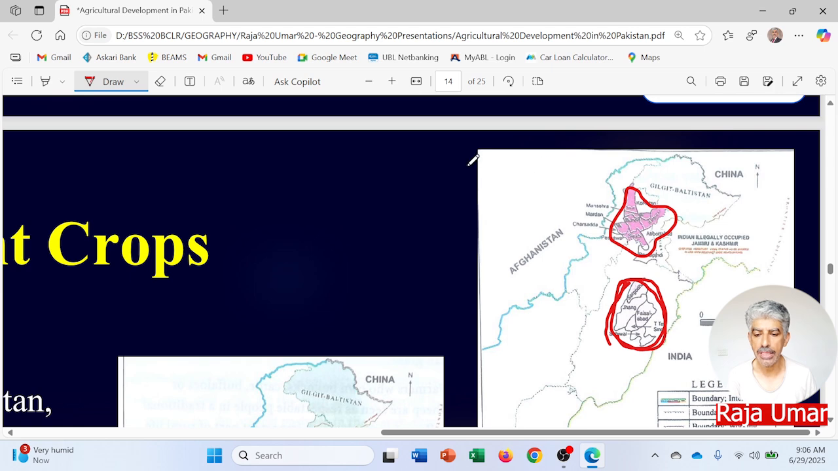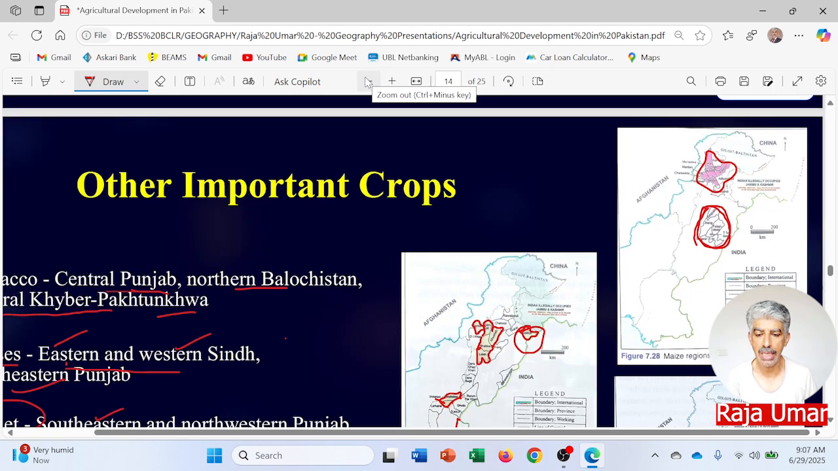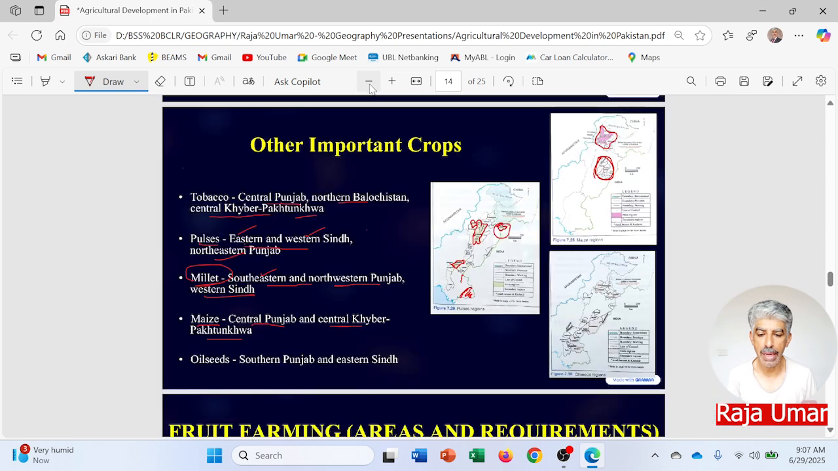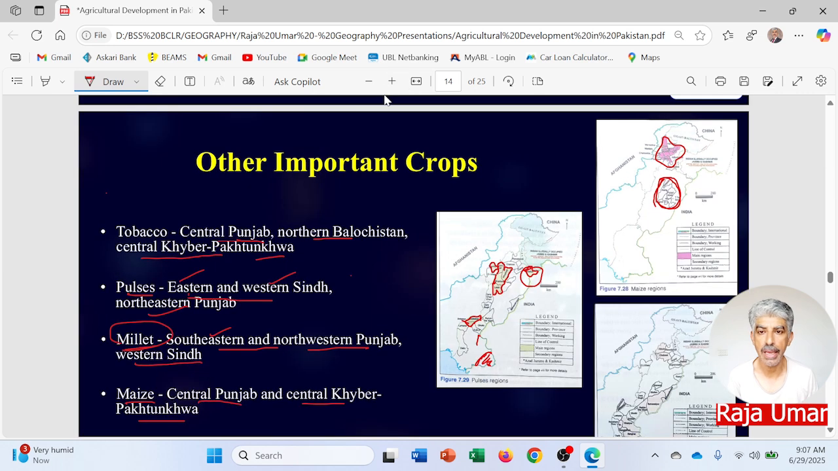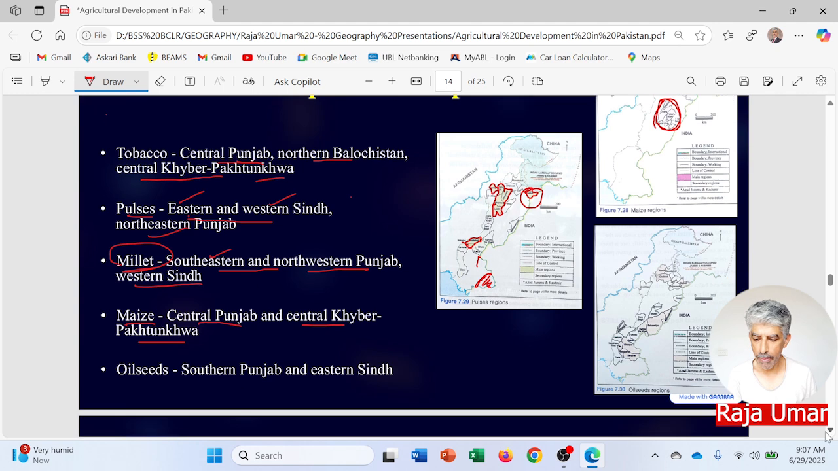And again, this crop is supplementing the food requirements of the people, as the cornbread is also really very famous and very much liked by people across Pakistan, what we call makai ki roti. So this is a very important crop. And now moving on to the oil seeds, very important. It is grown in South Punjab and Eastern Sindh.